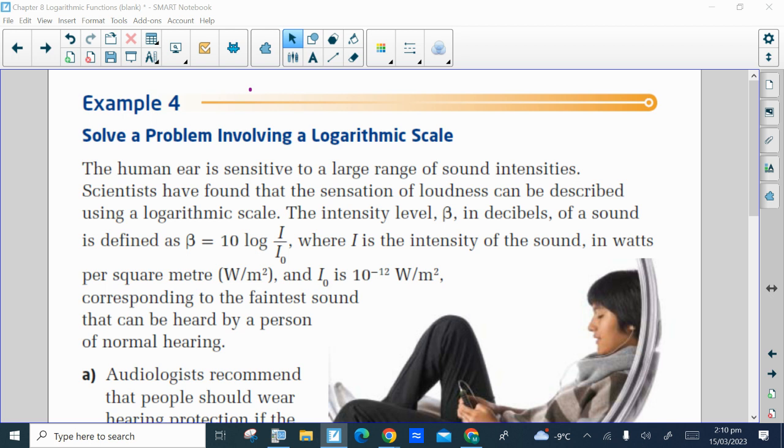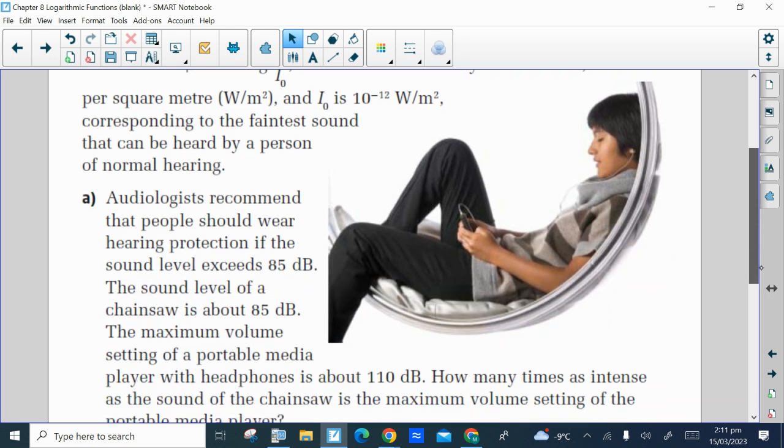Okay, so the human ear is sensitive to a large range of sound intensities. Scientists have found that the sensation of loudness can be described using a logarithmic scale. The intensity level beta in decibels of a sound is defined as beta equals 10 times log of I over I sub 0, where I is the intensity of the sound in watts per square meter, and I sub 0 is 10 to the negative 12 in the same unit. That corresponds to the faintest sound that can be heard by a person of normal hearing.